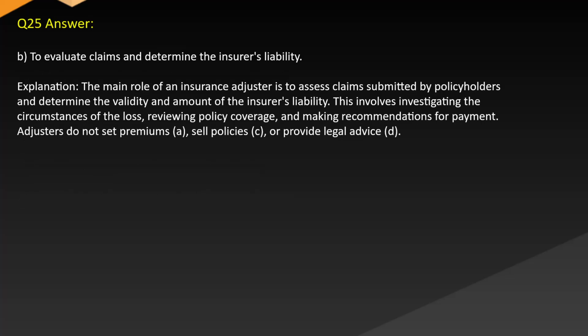Answer: B. To evaluate claims and determine the insurer's liability. Explanation: the main role of an insurance adjuster is to assess claims submitted by policyholders and determine the validity and amount of the insurer's liability. This involves investigating the circumstances of the loss, reviewing policy coverage, and making recommendations for payment. Adjusters do not set premiums. A. Sell policies. C. Or provide legal advice.